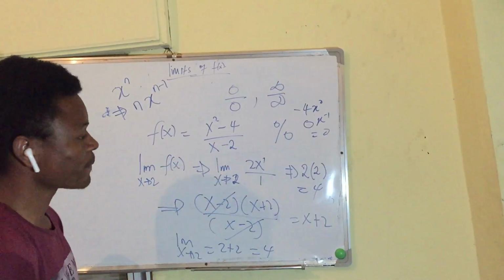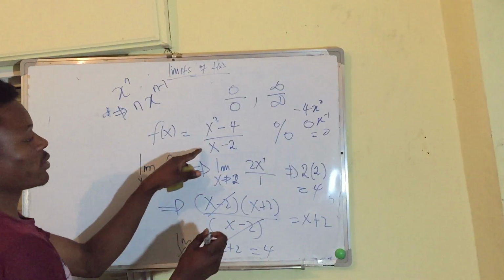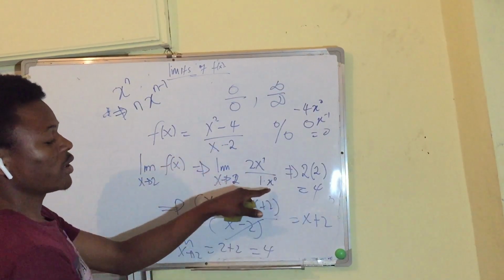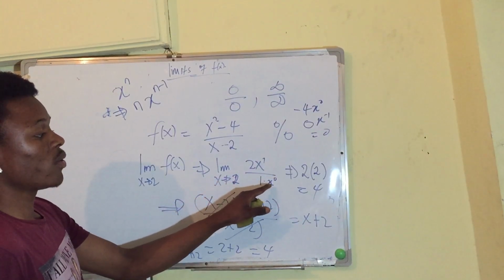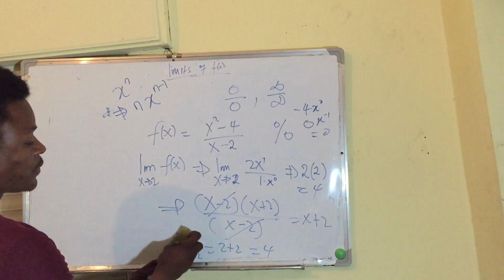The same goes for the bottom. The power is 1. 1 times 1, leaving 1x to the power of 1 minus 1, which is 0. Anything to the power of 0 is 1. 1 times 1 is 1. So that is the derivative of this.